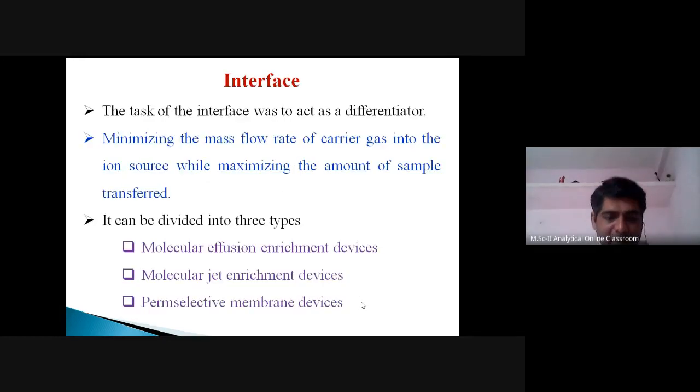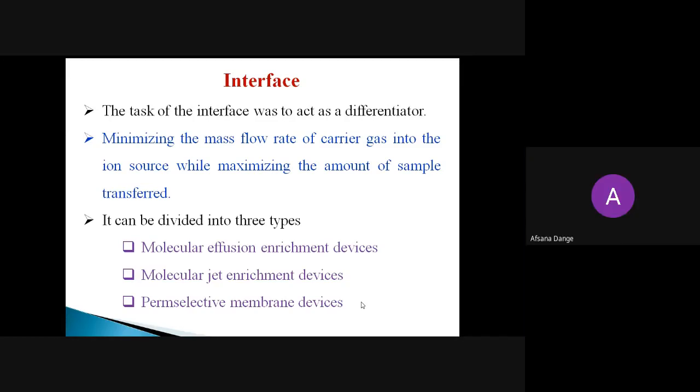Now let's see the interface. आवाज व्यवस्थित येतोय ना? सांगा मला थोडं येतोय. हो सर येतोय. हो सर. हो सर येतोय. Okay.